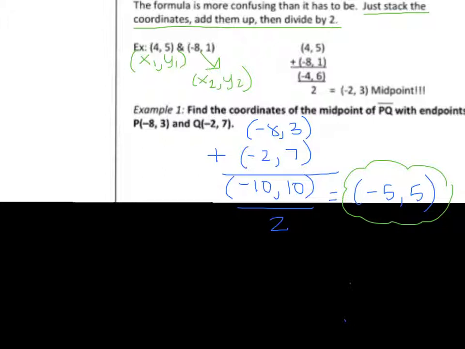So I have segment PQ with endpoints (-8, 3) and (-2, 7), and the midpoint, which would bisect that, would be (-5, 5).